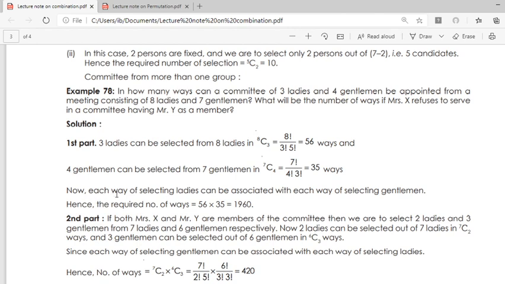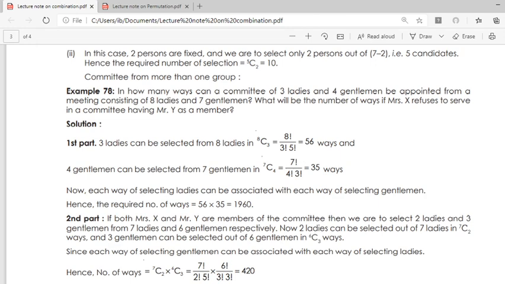Now, in each of these selections associated with each other, for my first solution, how many ways can you select 3 ladies and 4 gentlemen for a committee from 8 ladies and 7 gentlemen? You have 56 times 35. That's how you got this. I've answered the first part of this question.